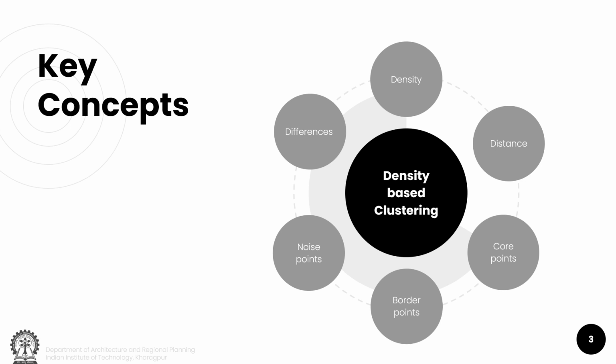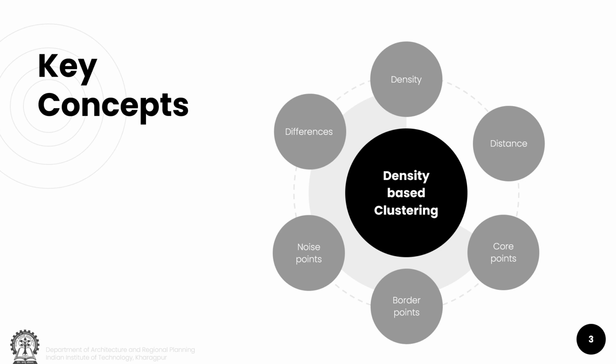4. Border points. Border points are data points that are within the density radius of a core point but do not have enough neighboring data points to be considered a core point themselves. These border points are included in the cluster formed by the core point. 5. Noise points. Noise points are data points that are not close enough to any core points to be included in any cluster. These noise points are typically discarded in density-based clustering.